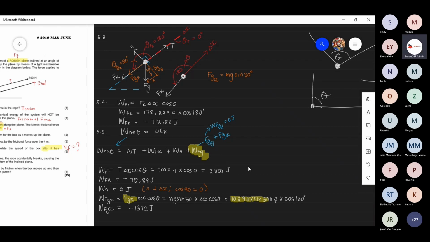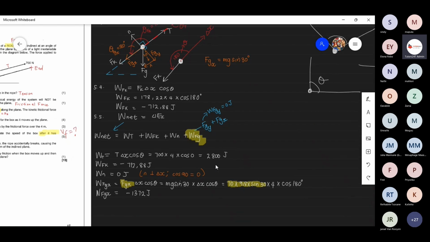Okay, so let's continue. We have now calculated the work done by each individual force. So what we are now going to do is add up all of the works and find our work net. So we're going to say 2,800 minus 712.88 minus 1,372, and that is going to give me a work net of 715.12 joules. So that is my work net.